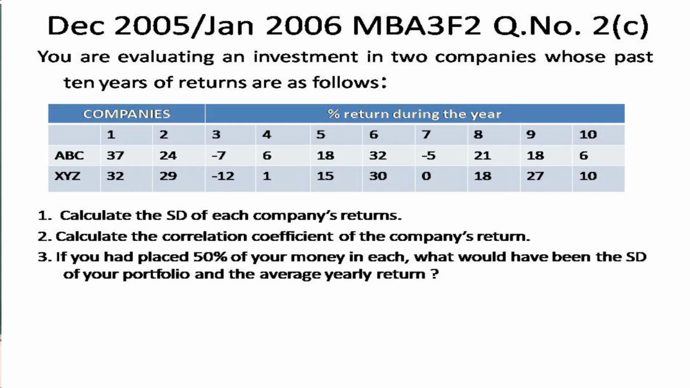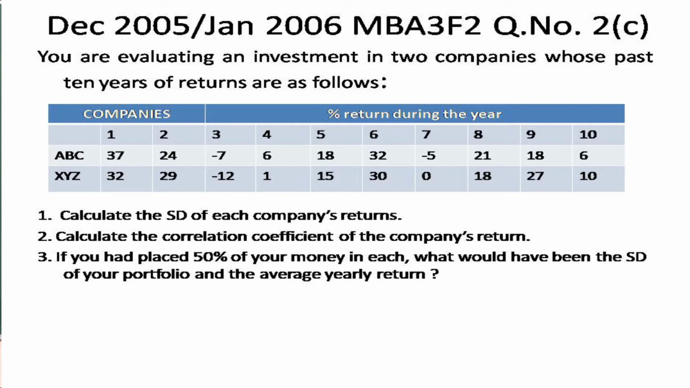The third one: if you had placed 50% of your money in each, so out of 100, if you have given 50% for the first and the same 50% for the rest, what would have been the standard deviation of your portfolio and the average yearly return. So, they have given the weights of 0.50 each. In total it is 1, so 0.5 and 0.5 will be considered. This is the data they have given.